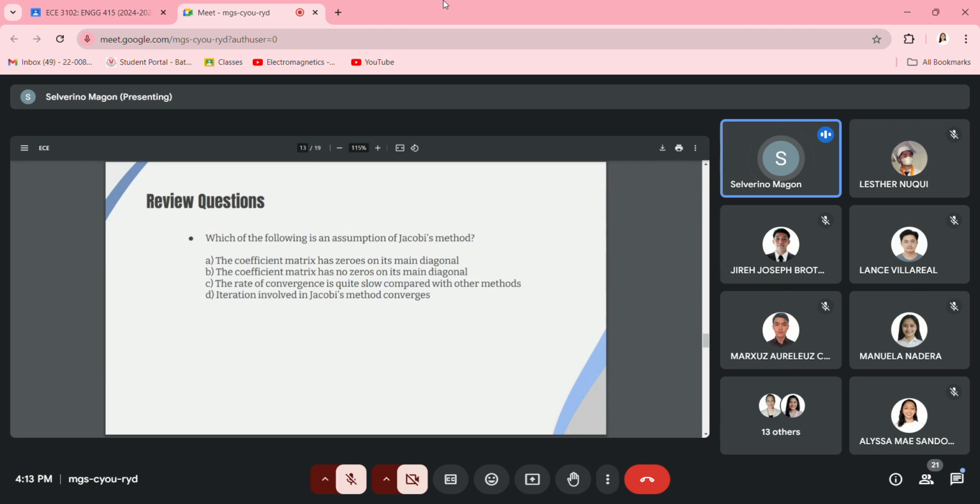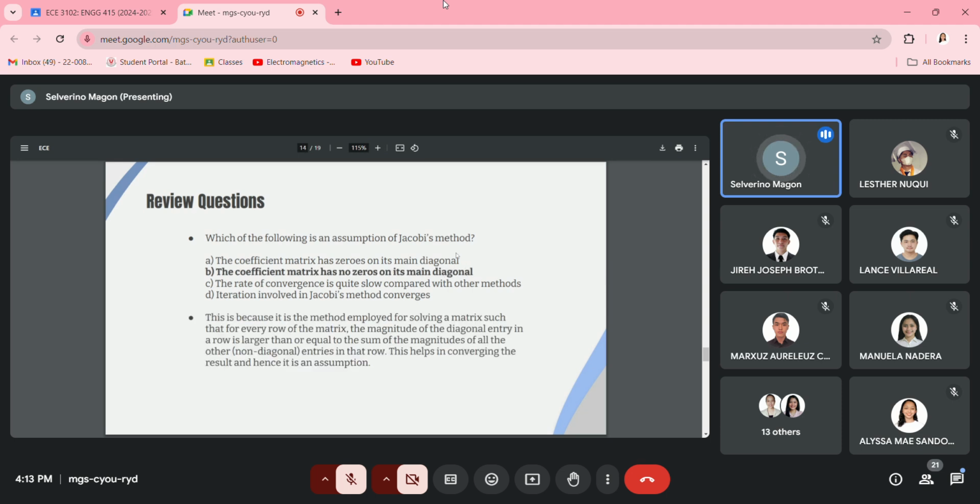Okay, so which of the following is an assumption of Jacobi's method? And you guys are correct. The coefficient matrix has no zeros in its main diagonal, because we have to divide using the values from the diagonal.